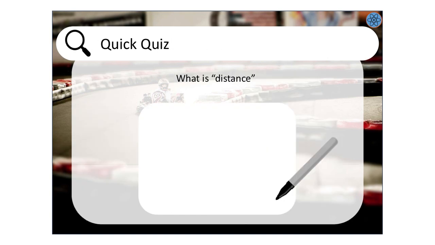Now time for a quick quiz, so press pause, what is the distance? And then when you've got an answer, press play to continue. So distance is a scalar quantity. It only has a magnitude, a number. It's how far you've moved and does not include a direction.